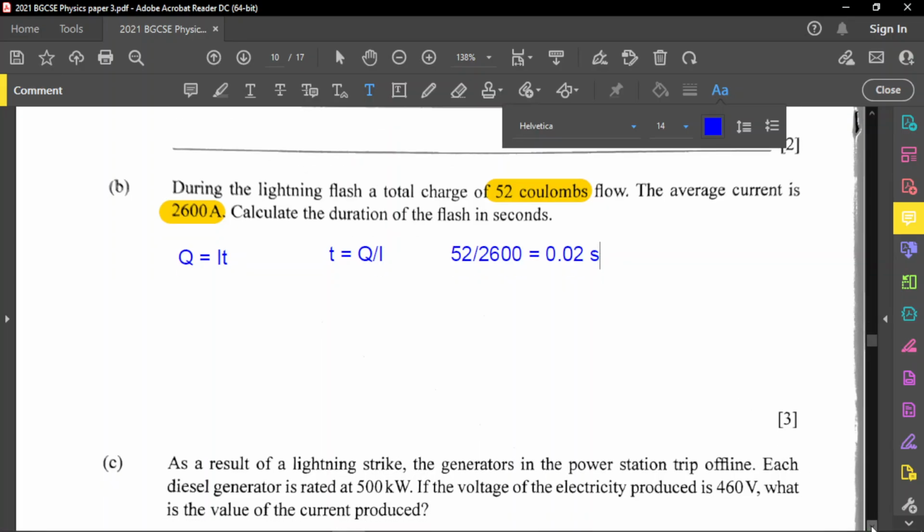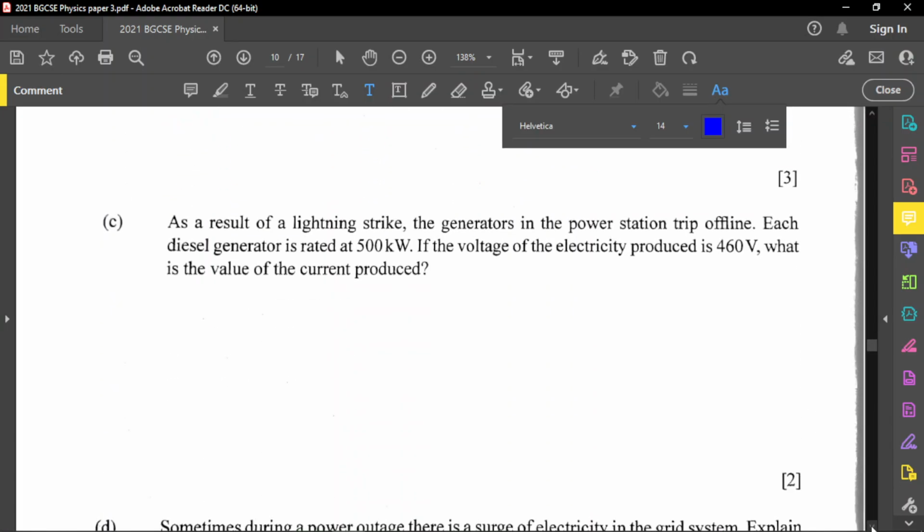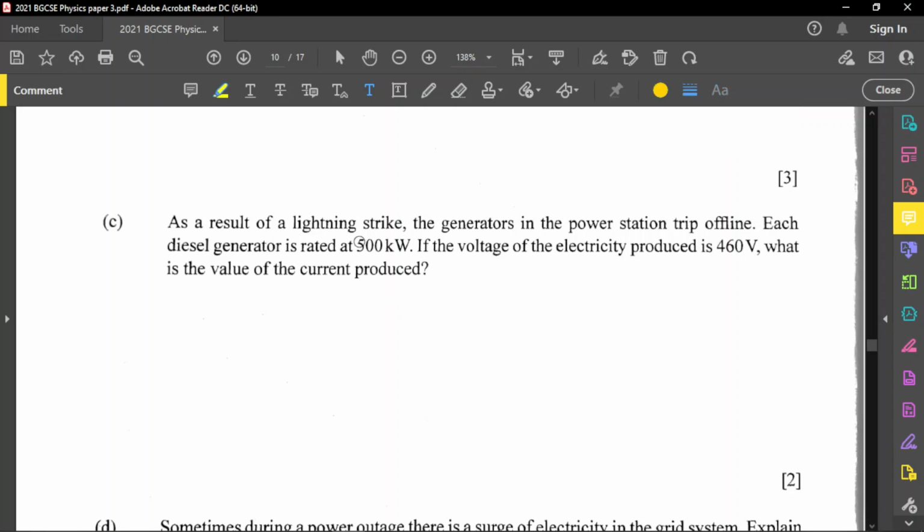All right, for the next question here, it says, as a result of a lightning strike, the generators in the power station trip offline. Each diesel generator is rated 500 kilowatts. So let's label that as 500 kilowatts. It said if the voltage of the electricity produced is 460 volts, what is the value of the current? I want to find current. So here now we have power, voltage, and we need to find current.